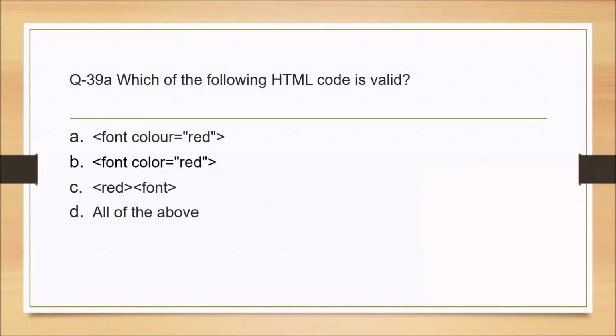And the next question is, which of the following HTML code is valid? And the options are font color equals red, font colour equals red, red font, all of the above. So in HTML, we don't use COLOUR as the spelling of color. We use COLOR. So accordingly, we will choose the correct option. So the correct option is font color equals red.